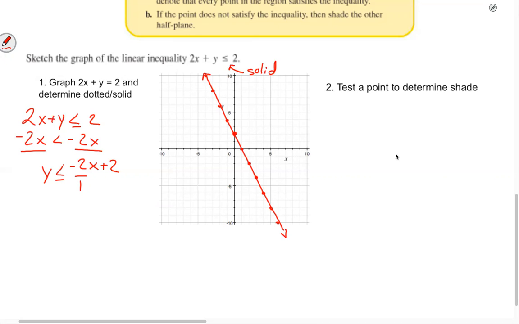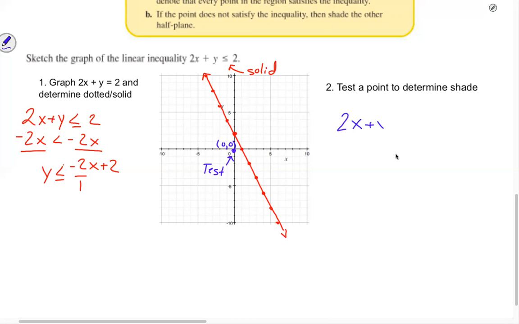So you asked about the test point. Does everybody see the point 0, 0? Does everybody see how 0, 0 is below the line? Maybe you see that? I know it's boring, but that's the way math is sometimes. Just boring.